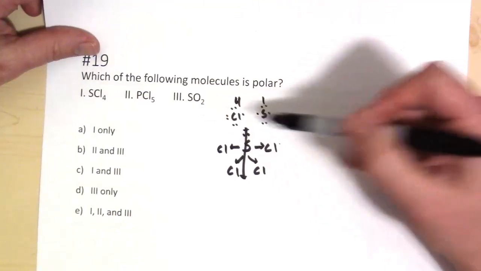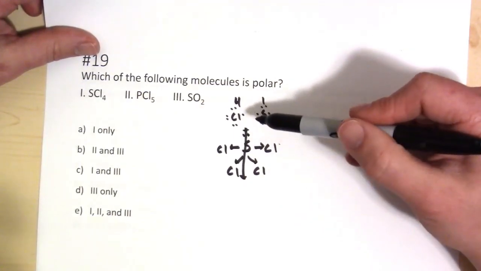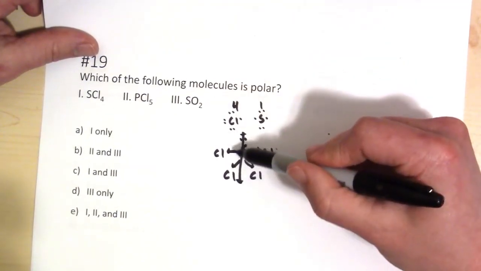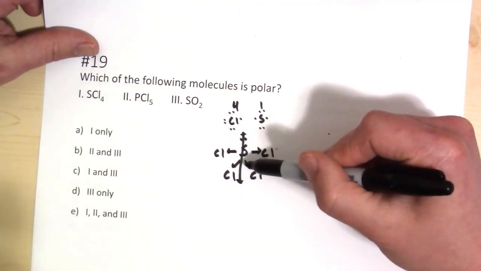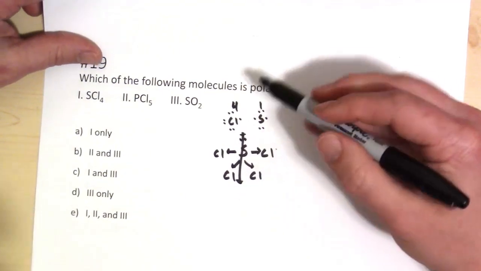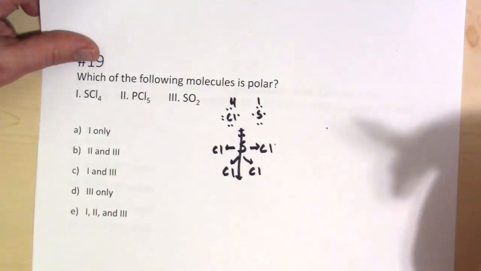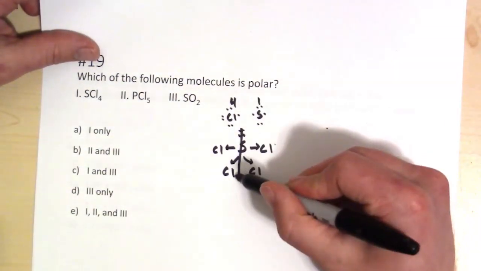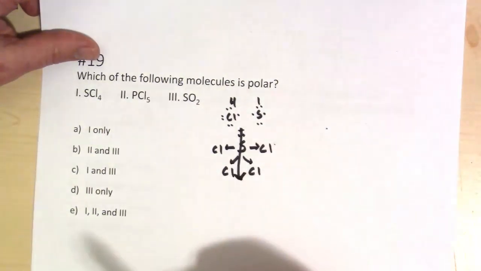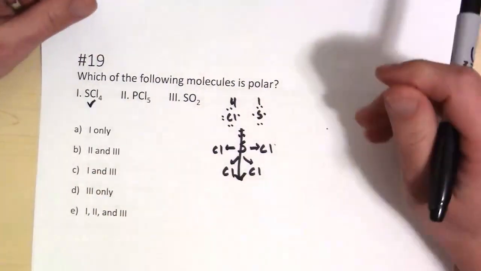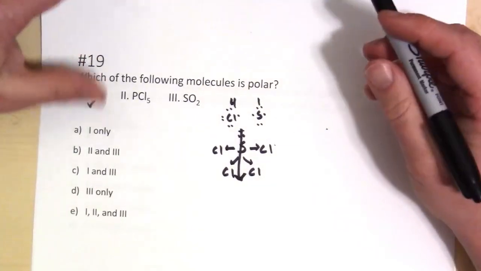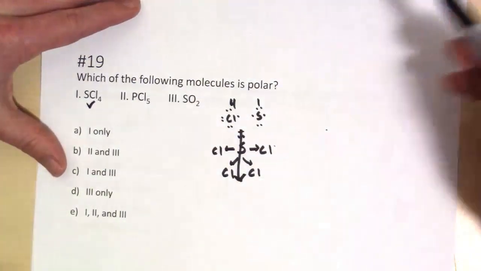The horizontal component of the bond dipoles will cancel, but the vertical components here of these two are in the same direction. Again, the horizontal components will cancel, but that'll give the molecule a molecular dipole overall pointed in that direction. So 1 is a polar molecule. So we'll move on to number 2 here.